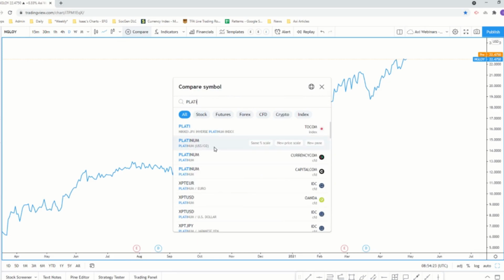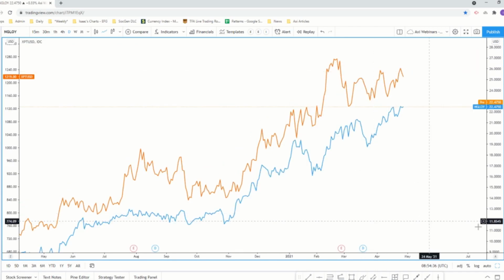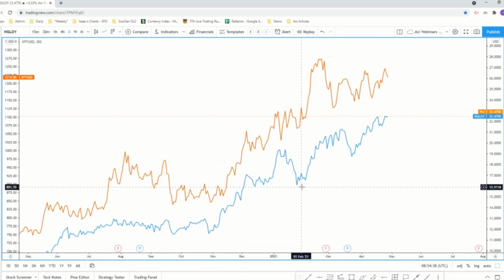Okay, so platinum, it can be dollar denominated. Normally this is in euro, I'll take platinum against the US dollar. New price scale. Okay, so you can see that they are pretty much correlated, right? You can adjust and move it together.